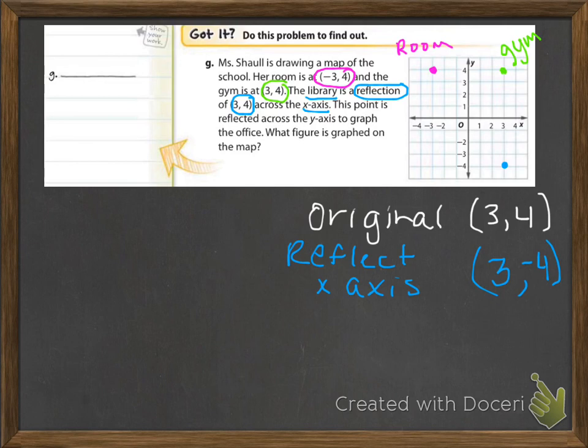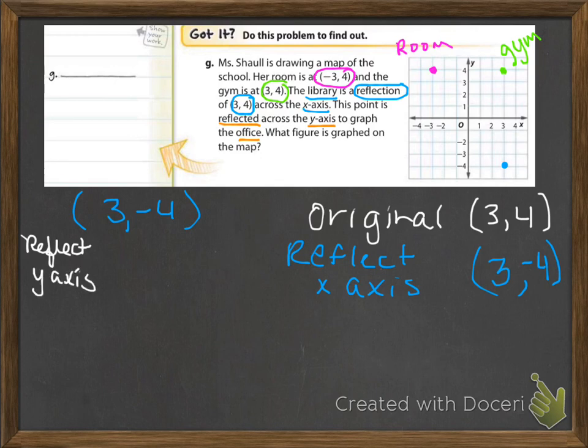And then it says this point is reflected across the y-axis to graph the office. So now I'm going to change to orange. This point is reflected across the y-axis to graph the office. So now let's go ahead and look at that. So now we have our blue point, which was at 3, negative 4. Then I'm going to write reflect. Again, remember we're reflecting. And we're going to do it across the y-axis.